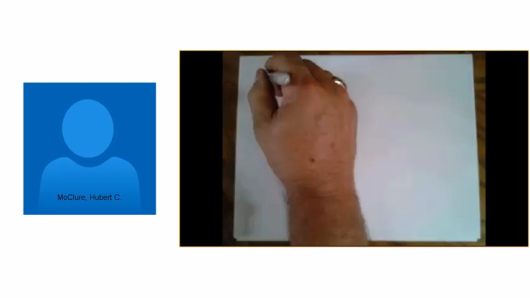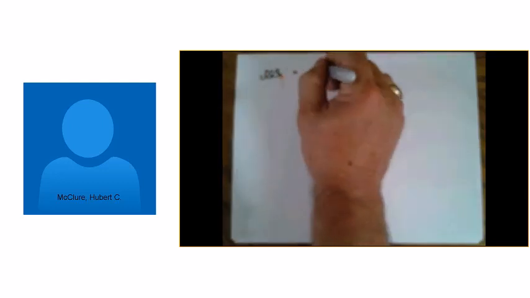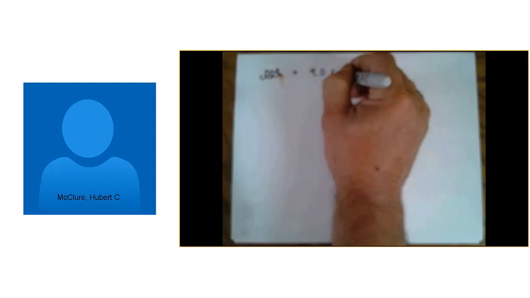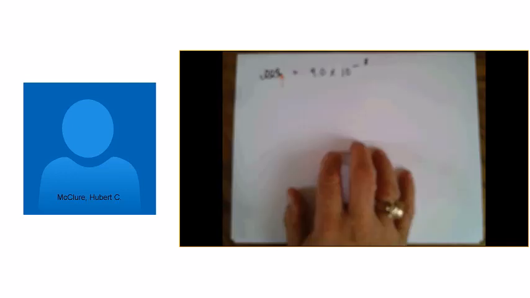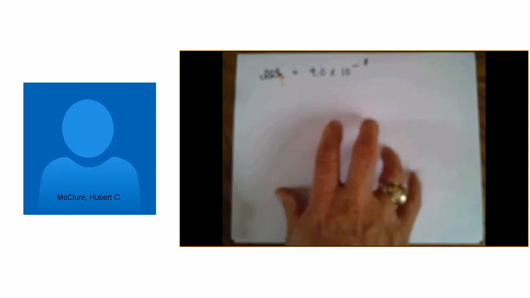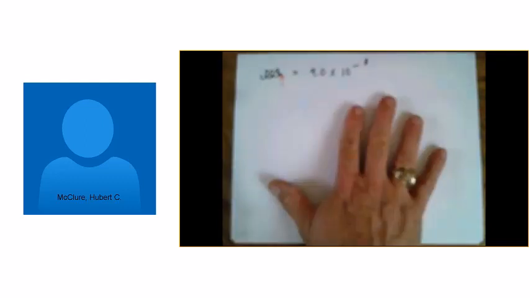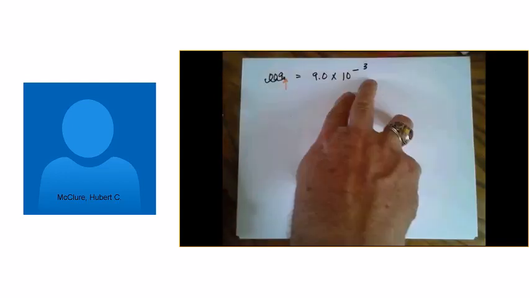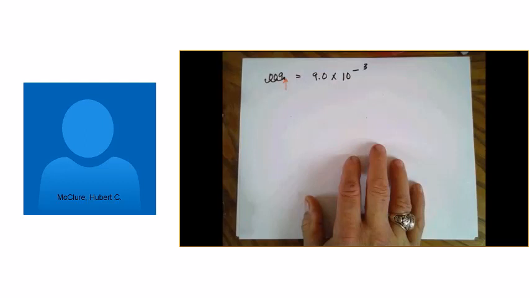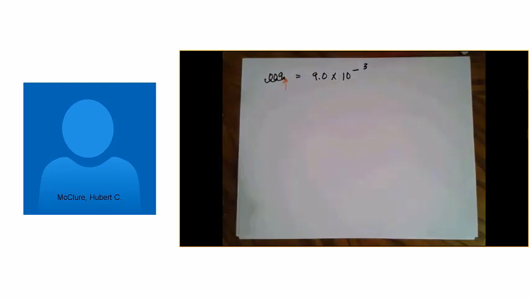So 1, 2, 3. 9.0 times 10 to the blank third power. Notice I didn't say left or right. The only thing I said was blank 3. Okay? All right. I put a blank 3 there.